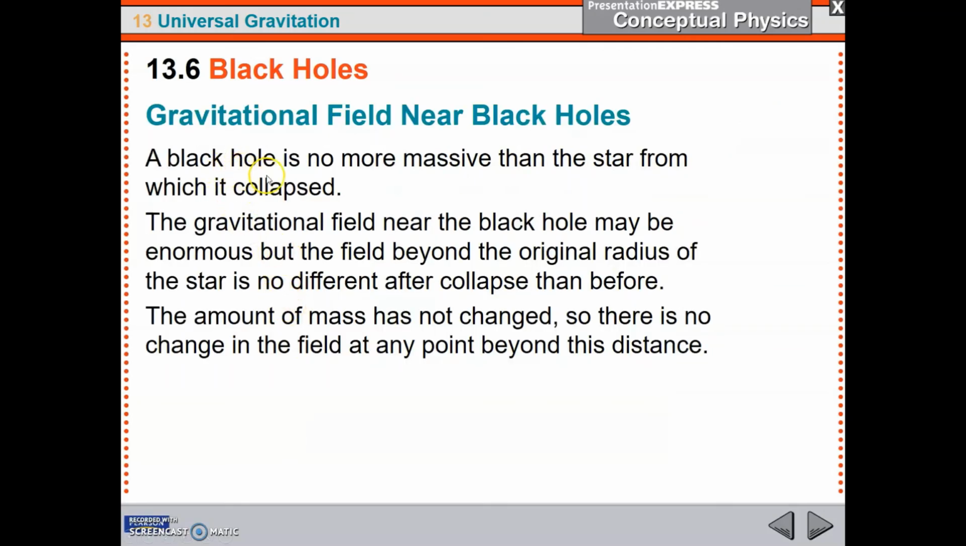Now, a black hole is no more massive than the star from which it collapsed. The gravitational field near the black hole may be enormous, but the gravitational field beyond the original radius of the star is no different after collapse than before. The amount of mass has not changed. So there is no change in the field at any point beyond the distance of the original radius.